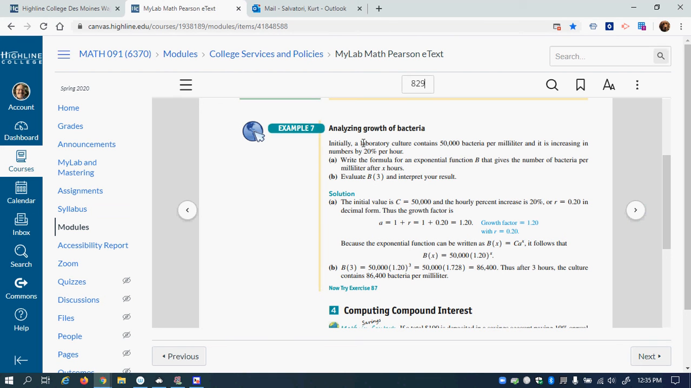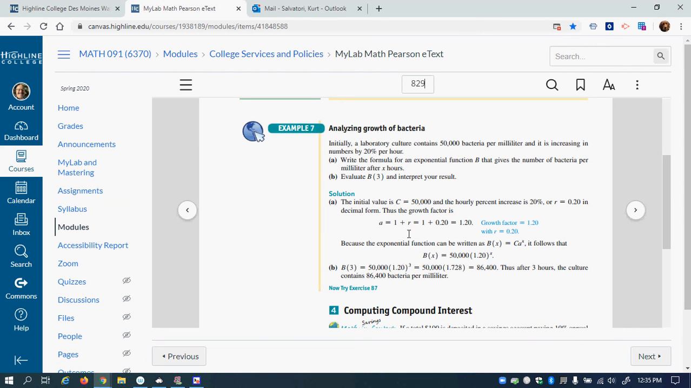So take a look at analyzing growth of a bacteria. A laboratory culture contains 50,000 bacteria per milliliter. It's increasing in numbers by 20% per hour. I want you to write a formula, an exponential function form for this, and evaluate it for 3 and interpret your results. So we let our start number C be 50,000, and our increase is 20%, so we change it to the decimal 0.2. The growth factor would be 1 plus 0.2, which is 1.2. So we put it into our equation: 50,000 times 1.2 to the x. This is our final equation.